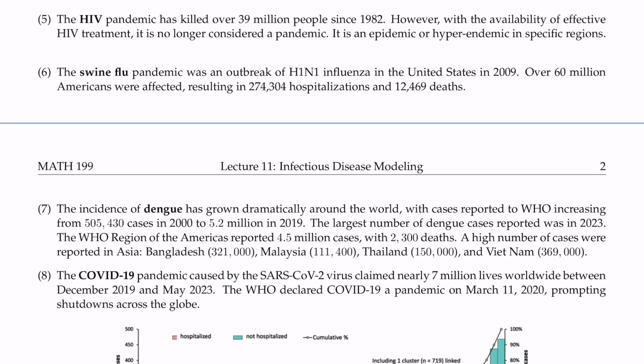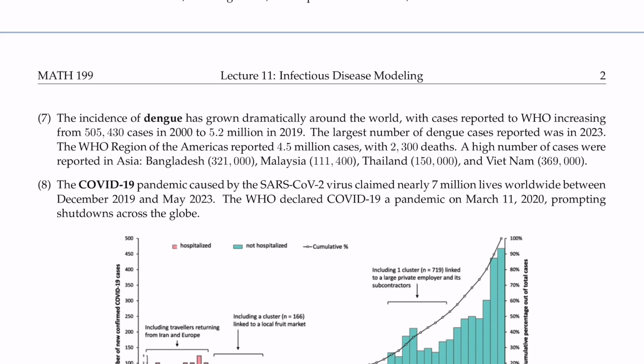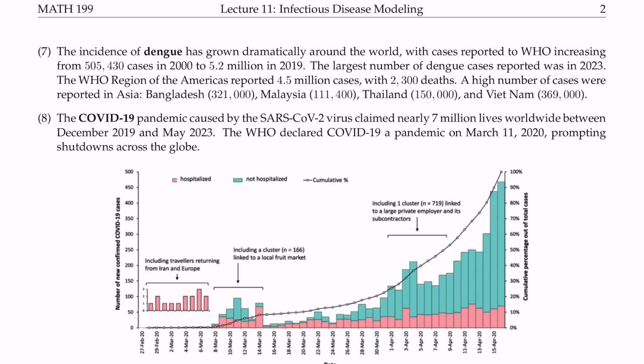And of course, COVID-19 pandemic caused by the SARS-CoV-2 virus claimed nearly 7 million lives worldwide between December of 2019 and May 2023. The WHO declared COVID-19 a pandemic on March 11 of 2020, prompting shutdown across the globe. And this is the graph of COVID-19 cases that shows the number of new confirmed COVID-19 cases between February of 2020 to April of 2020. Some of the cases are hospitalized, some of the cases not hospitalized, but overall this is the cases of confirmed COVID-19.